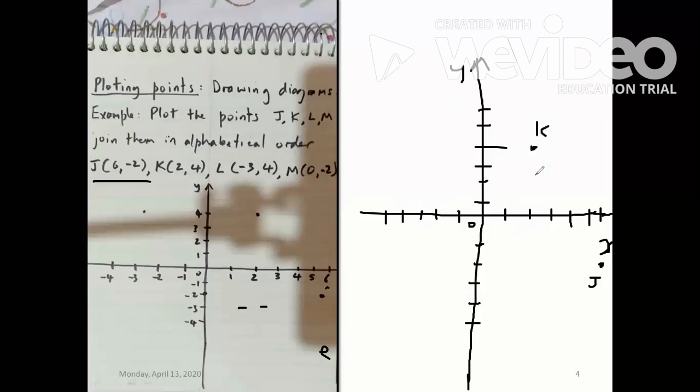L now, x is -3 and y is 4. So x -3 is on this part here, -1, -2, -3, and y is +4. So it will coincide with that intersection here. So that's L, and that's in our second quadrant. All right, look at M now. M is very interesting.